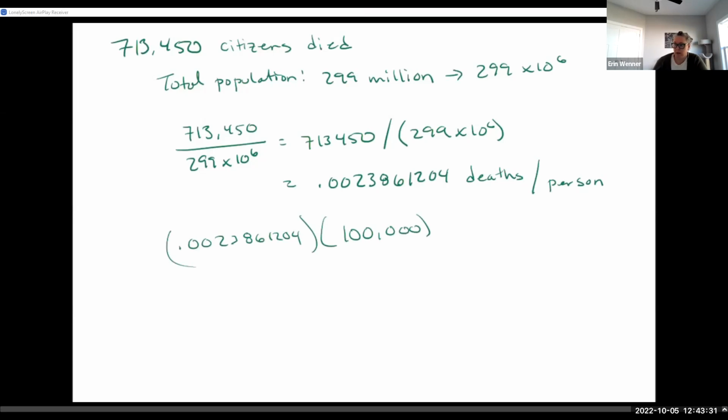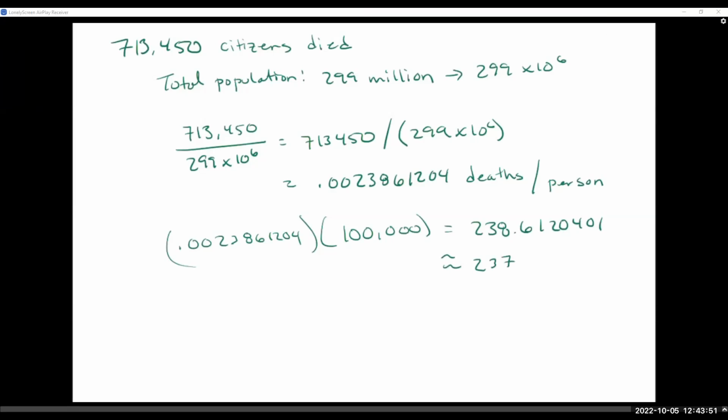We come up with 238.6120401, and they want you to round to the nearest integer or whole person. So we're going to do 237 deaths per 100,000 people. Would it be 237 or 239? Oh, sorry, 239. Yes, apologize. 239.